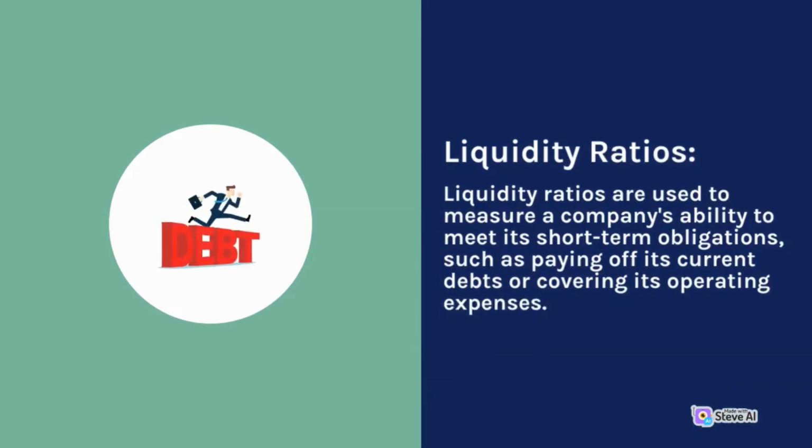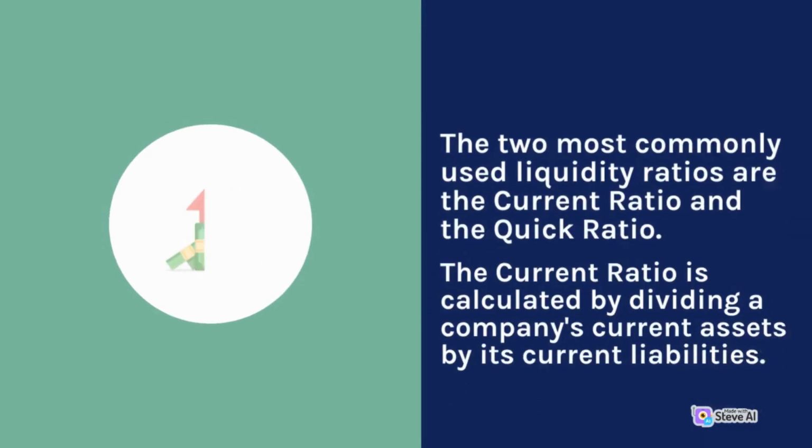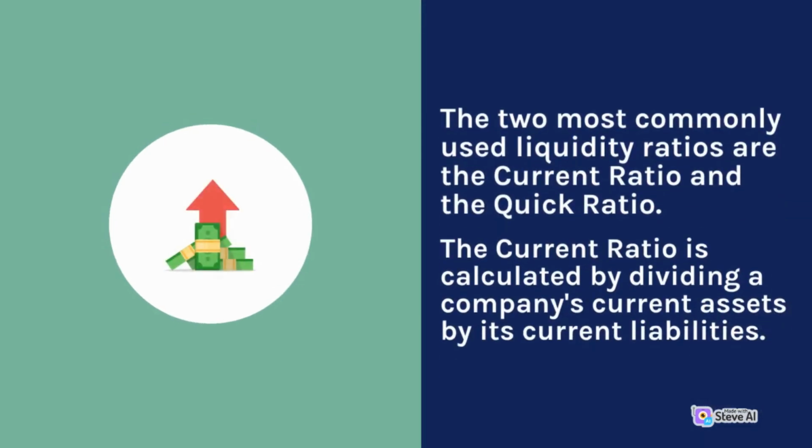Liquidity ratios. Liquidity ratios are used to measure a company's ability to meet its short-term obligations, such as paying off its current debts or covering its operating expenses. The two most commonly used liquidity ratios are the current ratio and the quick ratio.